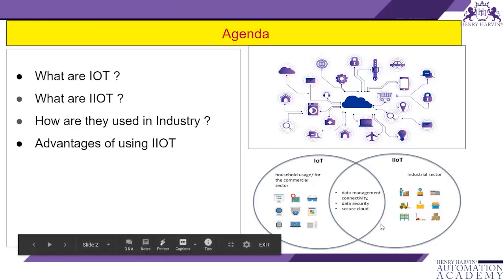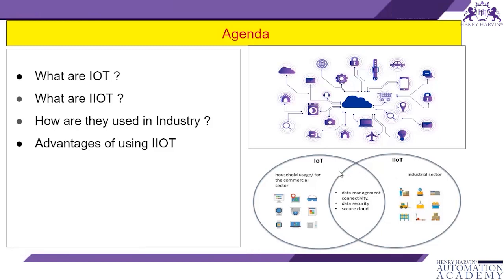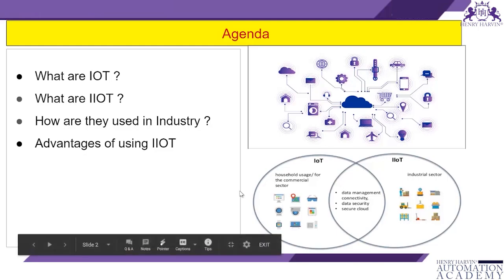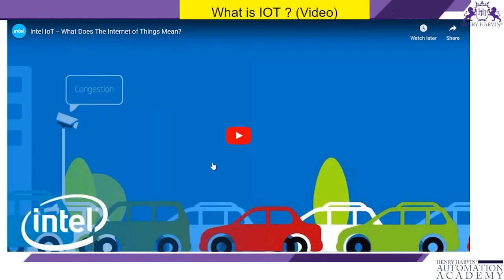And if you see in this Venn diagram, the common things between IoT and IIoT are that we need to do data management. There has to be connectivity, data security is required, and we also need a place to store the data. And as you can see, IoT is primarily used for household and commercial sectors, while IIoT is used for the industrial sector. So in this video, we will try to understand through an animated video what IoT is.